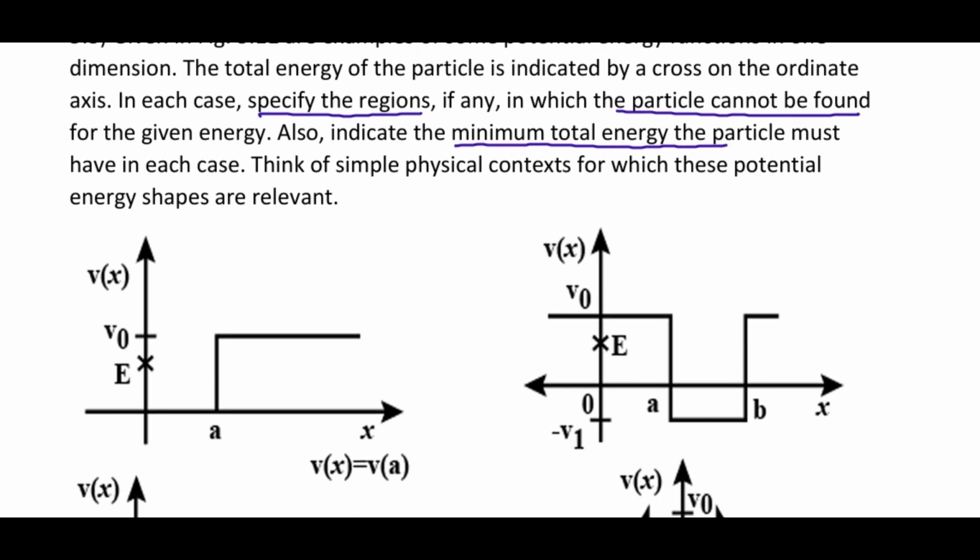Coming to the first one, assume that it is diagram A. Potential energy is taken along the y-axis and x is taken along the x-axis. Here from 0 to A, potential energy is given as 0 and here potential energy is given as V0.